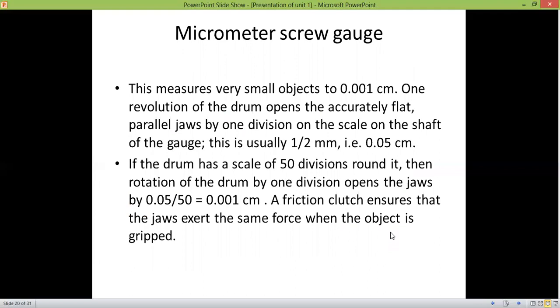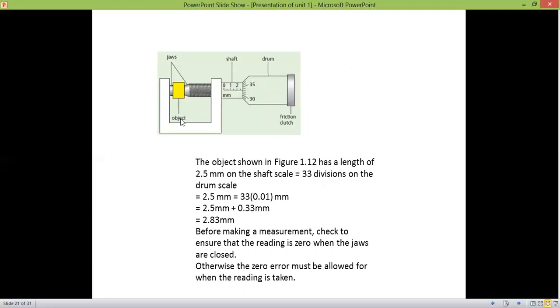Next, we have to discuss micrometer. When we want to measure a length smaller than 2 centimeter, then we are going to use micrometer. It measures the length of an object up to an accuracy of 0.01 millimeter or 0.001 centimeter. This is a micrometer. We have to see how to take a reading using a micrometer. For example, this yellow is the object, and it is placed between anvil and spindle.